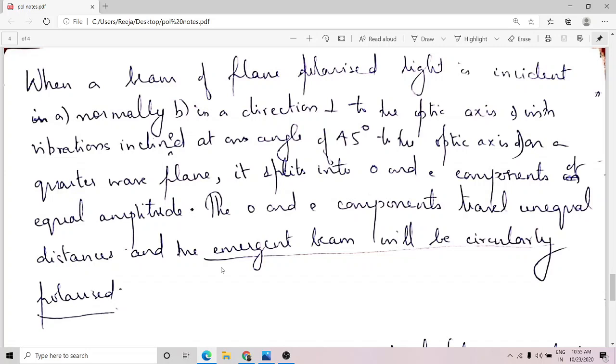If it falls like that, the emergent beam will be automatically circularly polarized. I hope the production of circularly and elliptically polarized light is clear to you.